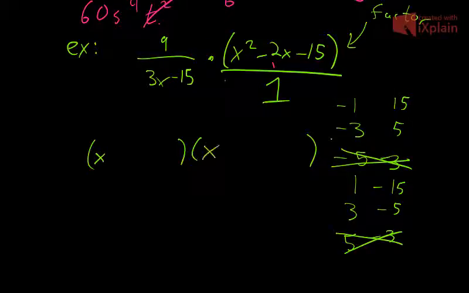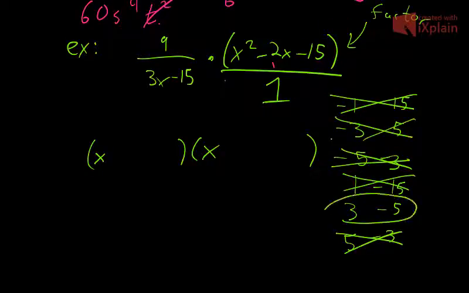I have x and x. I'm looking for things that are going to add to negative 2. This adds to 14. This adds to negative 14. This right here adds to 2, but this adds to negative 2. So that's what I want. x plus 3, x minus 5.